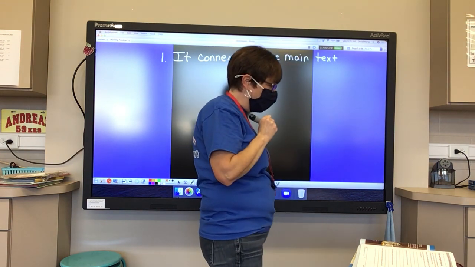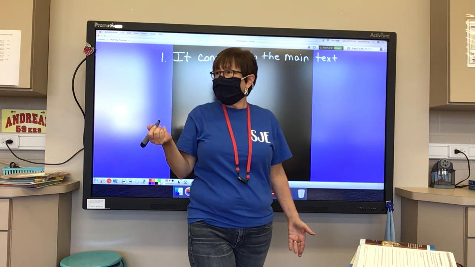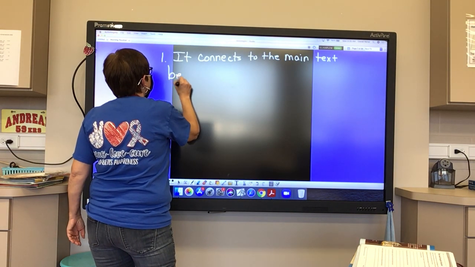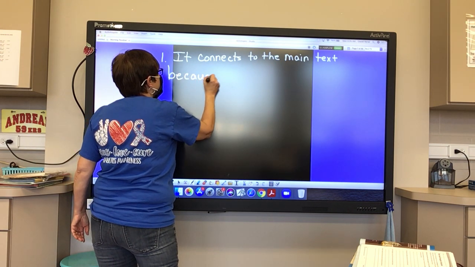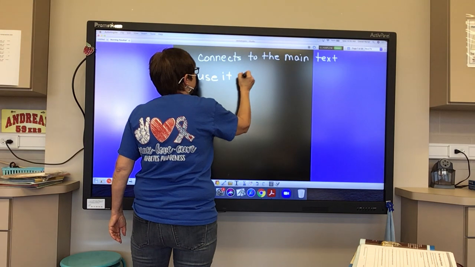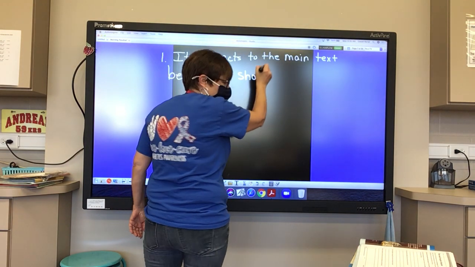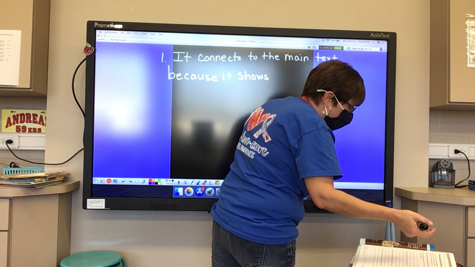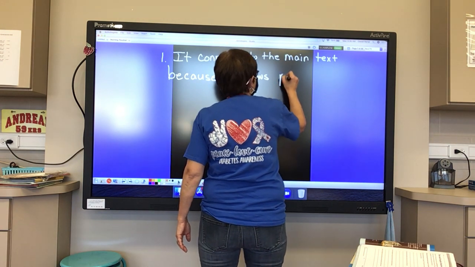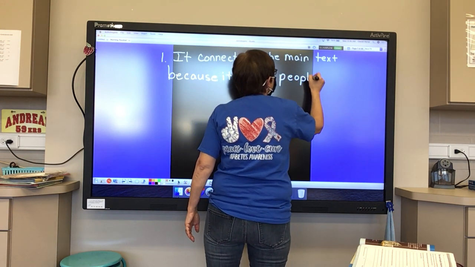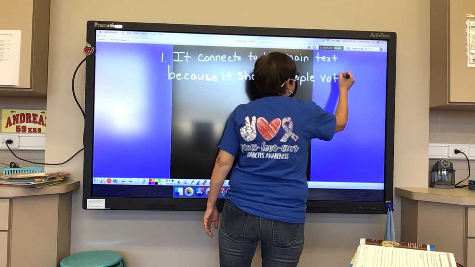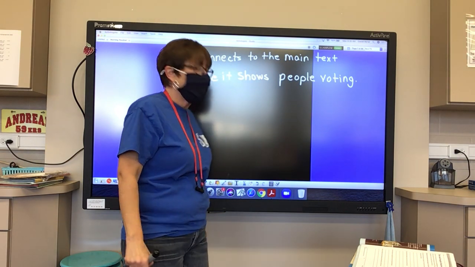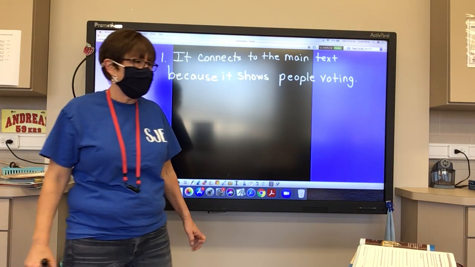And why does it connect to the main text? Because what is it showing? What is that picture showing? Teddy? Them voting. Yes, it shows people voting. It shows a lady, but we'll just say it shows people voting. Okay, so that's what it's showing.